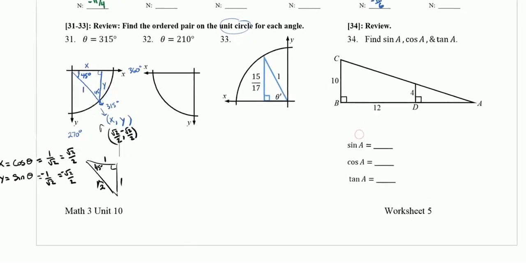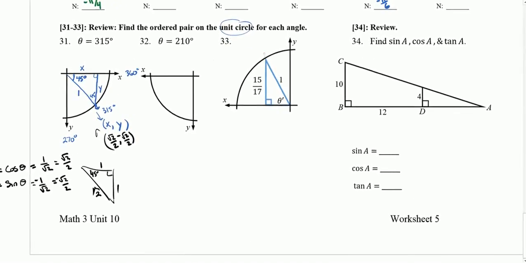For number 33, again, we're looking for this xy coordinate. We know one of them. We know the y value is 15 over 17. We don't know the x value. We have this right triangle here, and we can come up with the x value by using the Pythagorean theorem. So we could say that x squared plus 15 over 17 squared equals 1 squared.